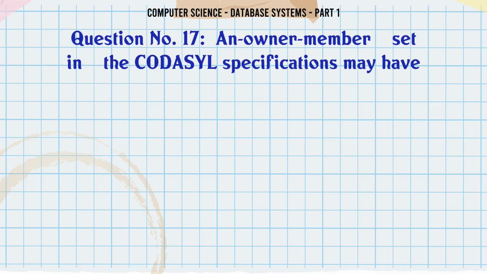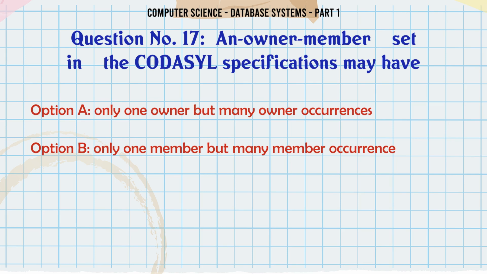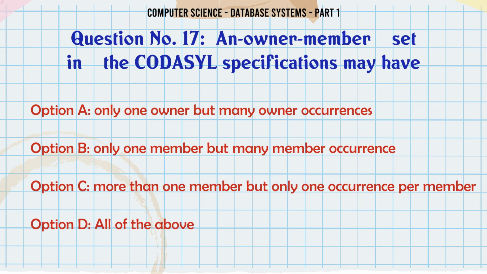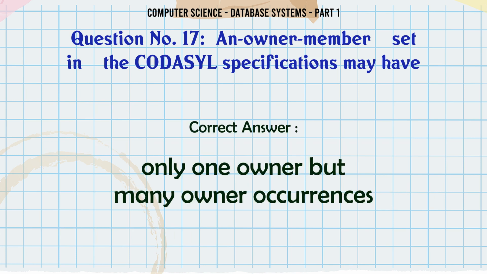An owner member set in the code specifications may have A. Only one owner but many owner occurrences. B. Only one member but many member occurrences. C. More than one member but only one occurrence per member. D. All of the above. The correct answer is only one owner but many owner occurrences.